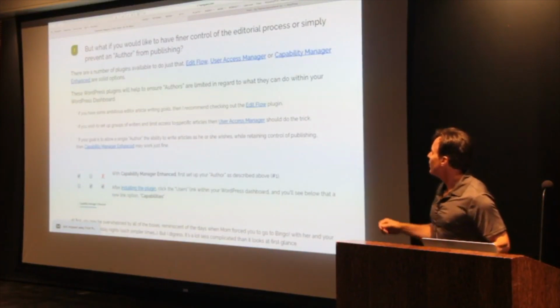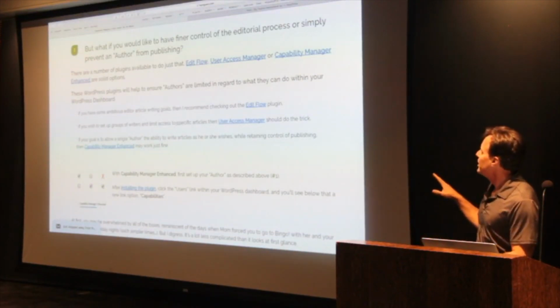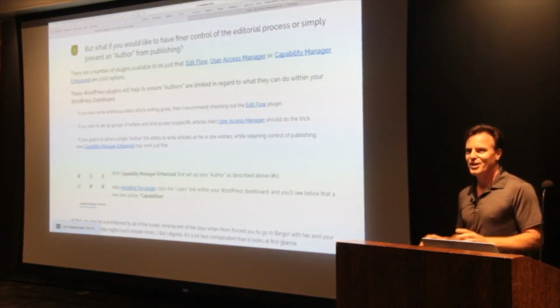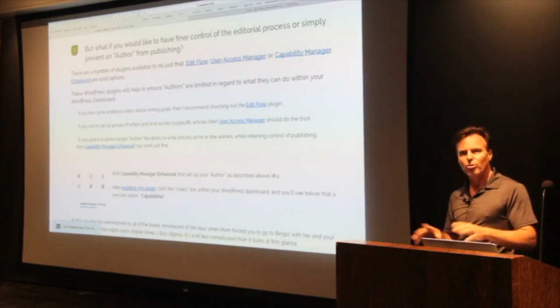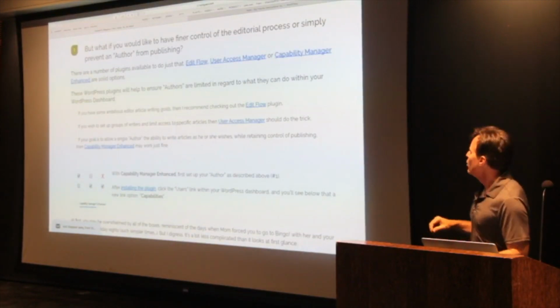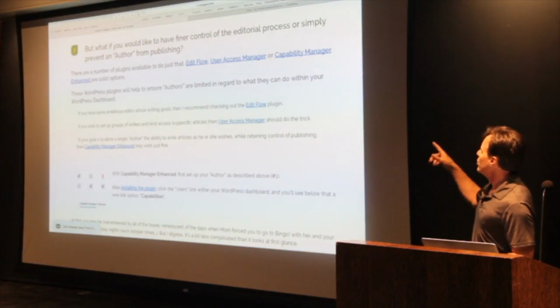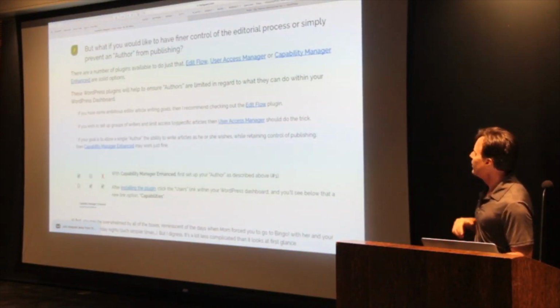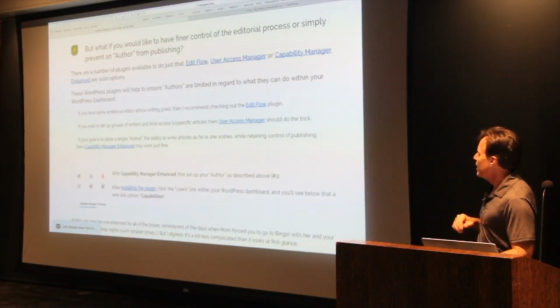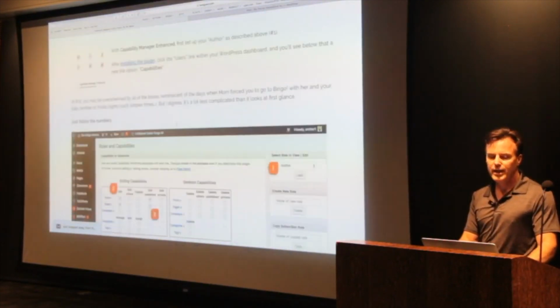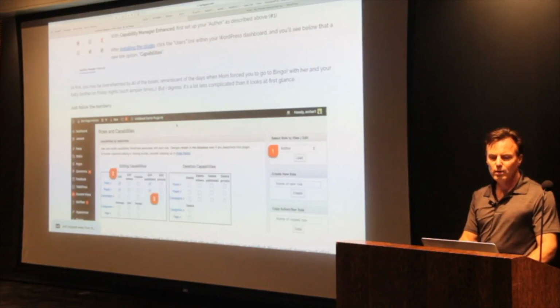So what I've done here is I've given you a few options, and I'm just going to be very lowbrow. I'm not going to talk about user role, editor, or anything like that. We're going to use off-the-shelf plugins to do this. A few that I would recommend you take a look at are Edit Flow, User Access Manager, and Capability Manager Enhanced. I'm not going to get into talking about those because I'm going to go right into what I did and how you can do it.